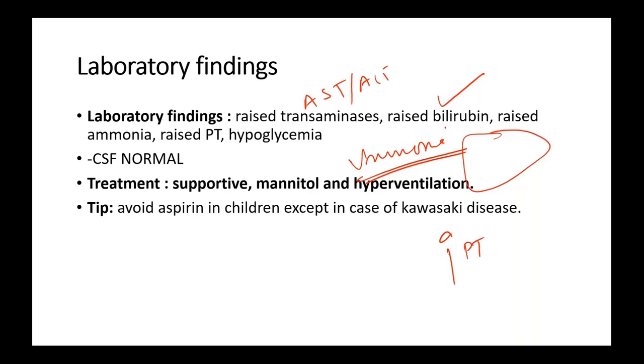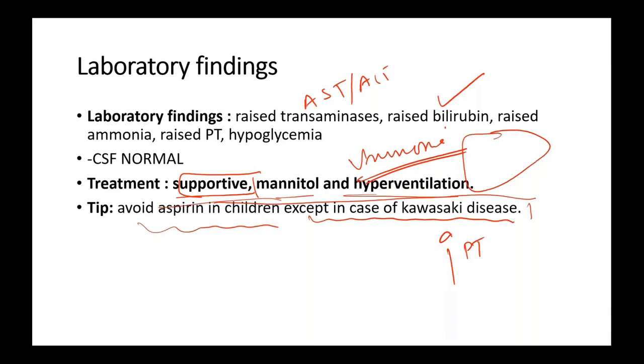Treatment is supportive. If raised intracranial pressure, then you can use mannitol, hyperventilation. Avoid aspirin in children, except in the case of Kawasaki disease. If Kawasaki disease is confirmed, because Kawasaki disease has increased risk of coronary artery disease. So that's the only indication when you can use aspirin in kids. Otherwise, try to avoid.